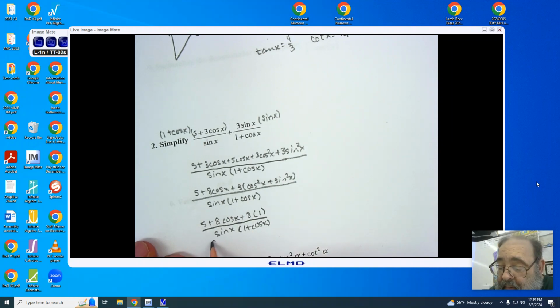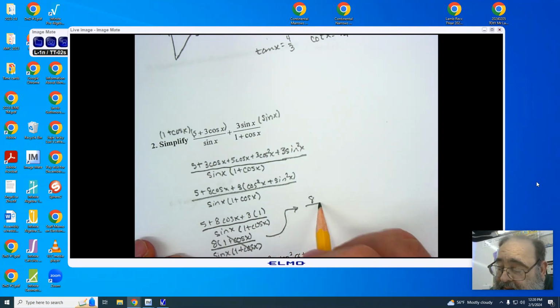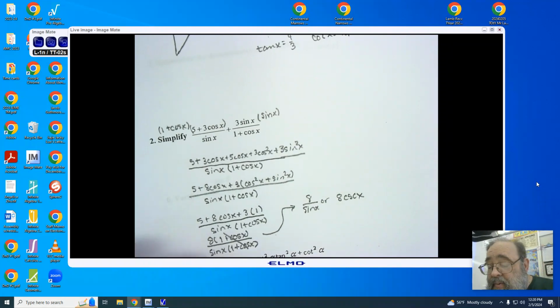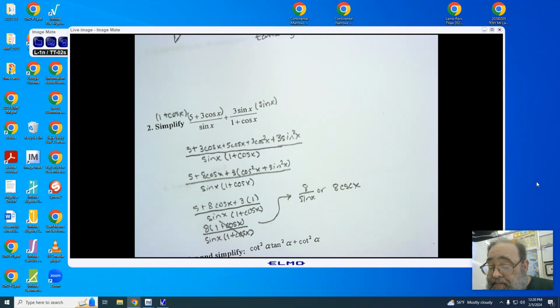This gives me 8, which I can factor out from the numerator, leaving me with 1 plus cosine of x. And I can now see that the 1 plus cosine of x is going to reduce. And I end up getting 8 divided by sine of x, or I could have 8 cosecant of x. And those would be my answers, one of the two.